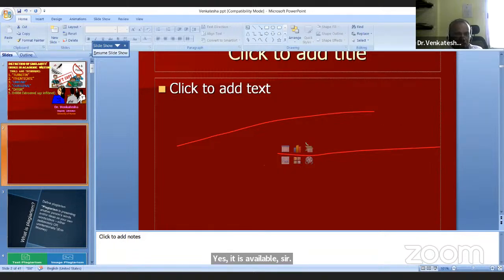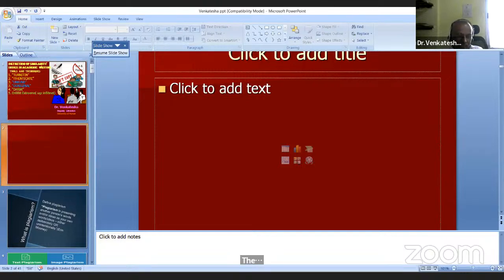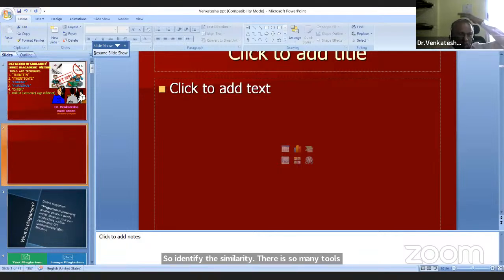See here, similarity means the published data compared with the existing resources. We call it similarity. So to identify the similarity, there are so many tools on the web. That is not the problem. But our concentration as academicians, as researchers, we have to give more priority to how to reduce the similarity. That is in the kind of prevention of plagiarism.